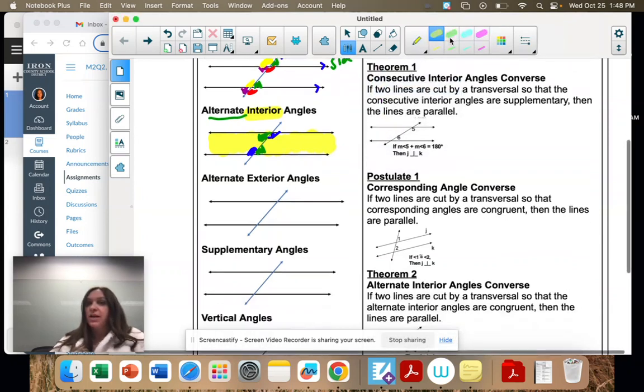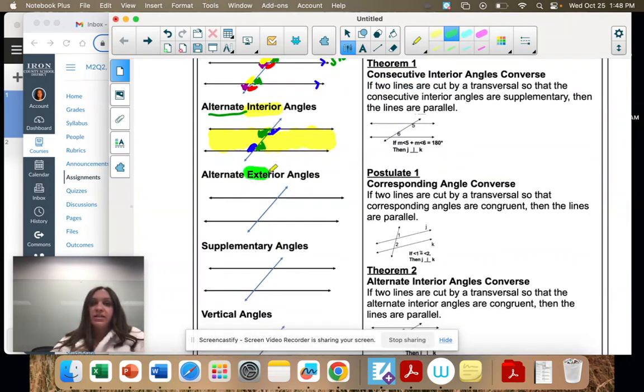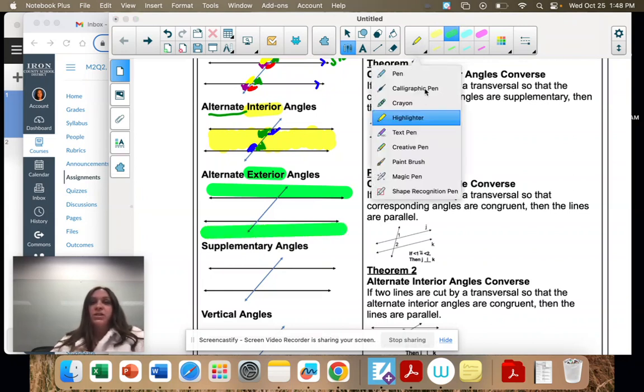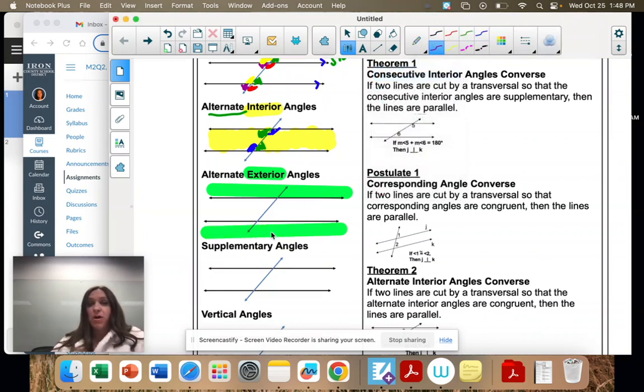So guess what the next one is? Alternate exterior. And we're only looking on the exterior of the parallel line, so out here. But it's the same thought process. We're alternate, so this angle is congruent to this angle. See how I'm alternating sides on the transversal? And same over here, this angle is congruent to this angle.